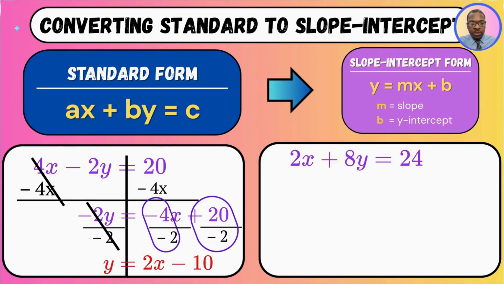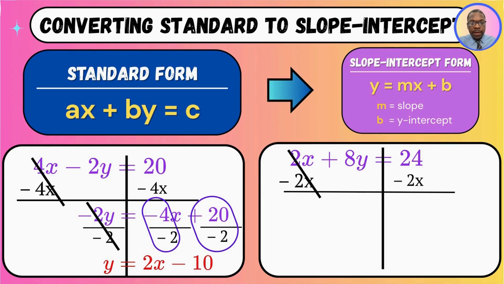2x plus 8y equals 24. Okay, let's make our scales. And let's remove the x from both sides. Minus 2x, minus 2x, cancels. 8y equals negative 2x plus 24.